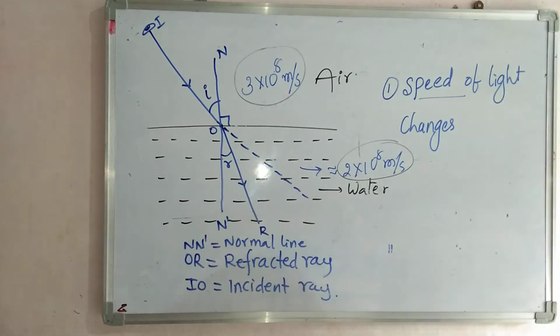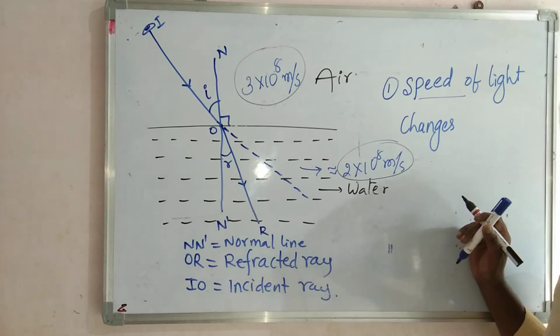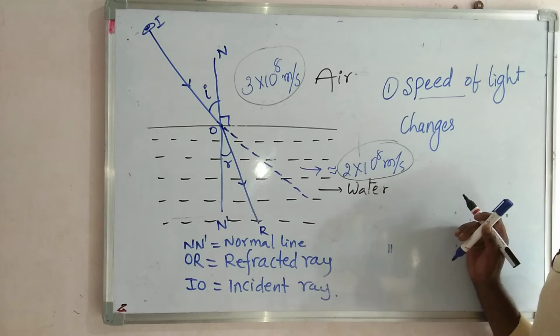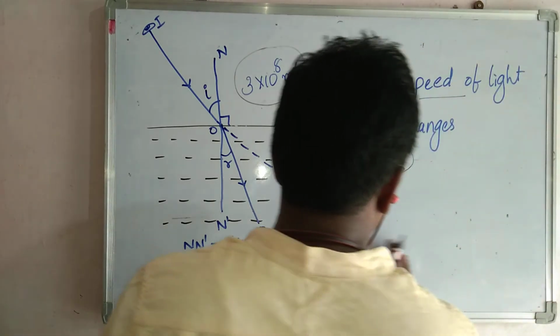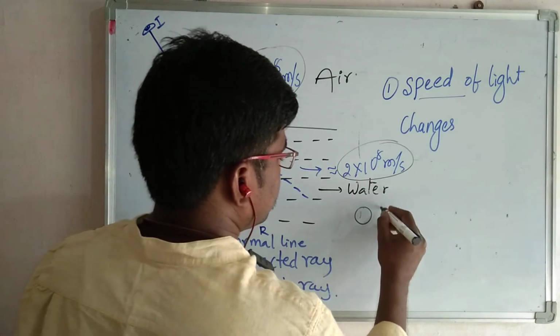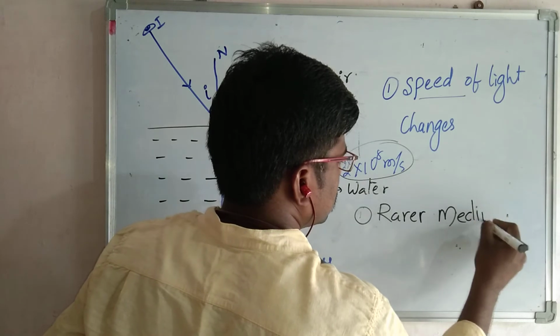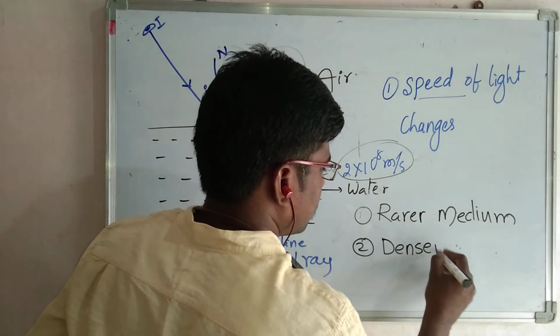Understand? So depending upon the speed of the light in the medium where it travels, the medium is classified into two types. Are you understanding? Right. What are the types of medium? One is the rarer medium. The other one is the denser medium.